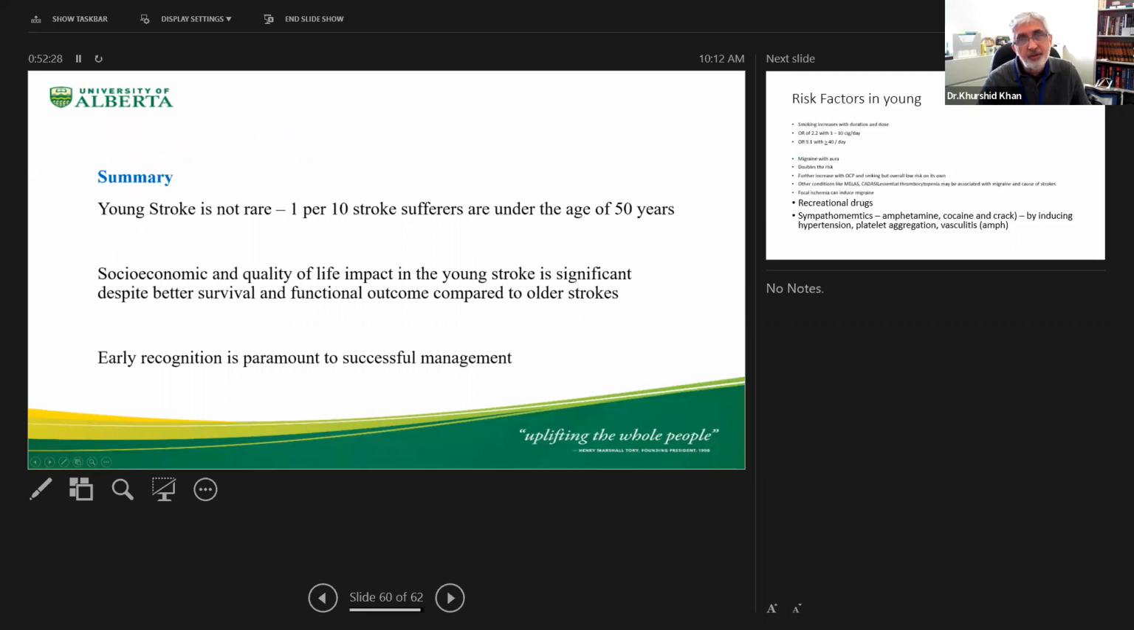In summary, young stroke is not rare. Socioeconomic and quality of life impacts are significant in young stroke because of the longer life that they could have lived without stroke. Early recognition is paramount for successful management. I will end there. I hope I did not run over time, and I open it for discussion or questions. Thank you.